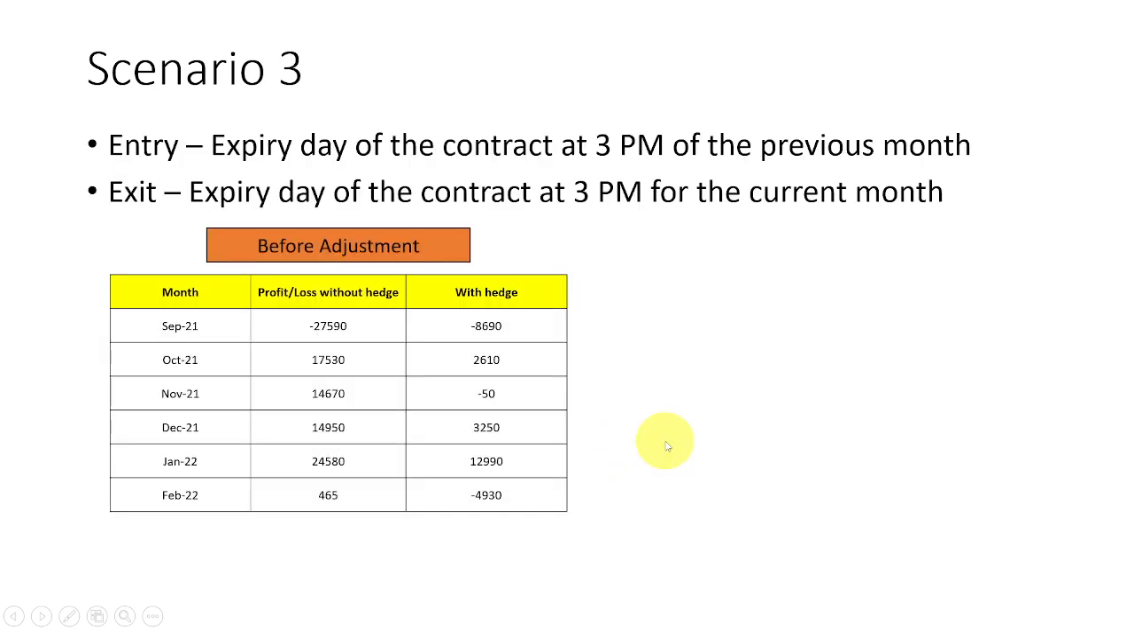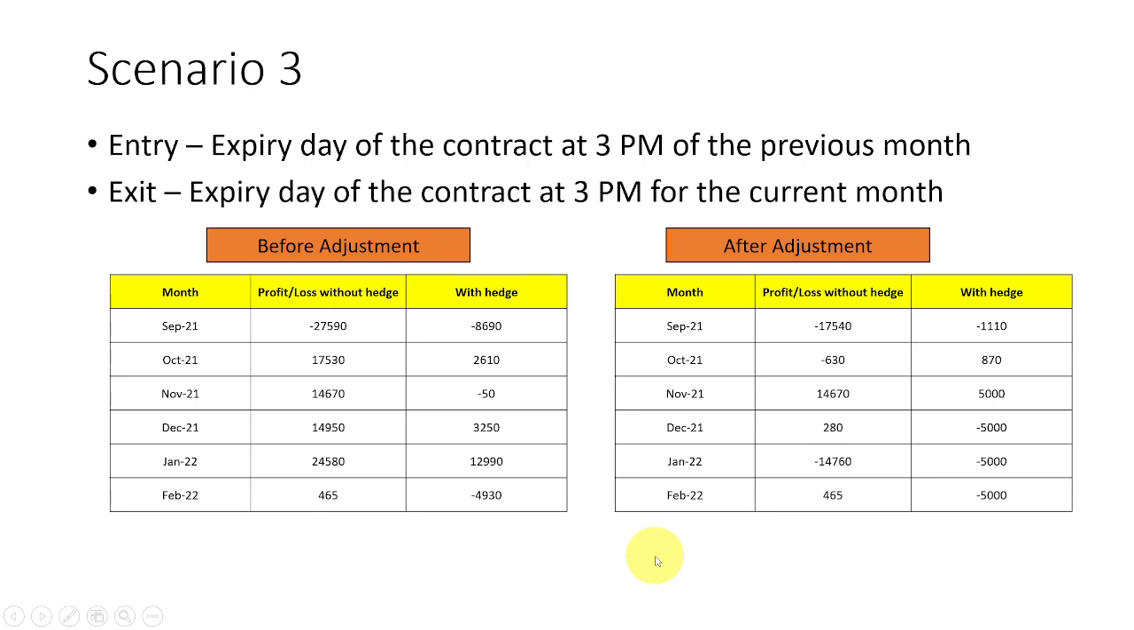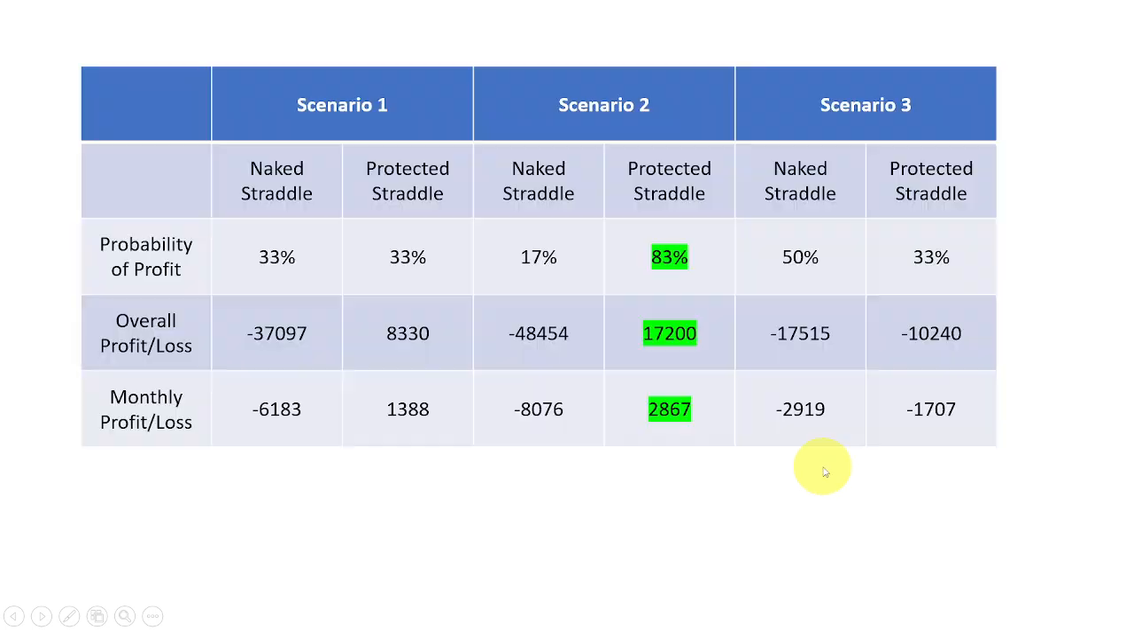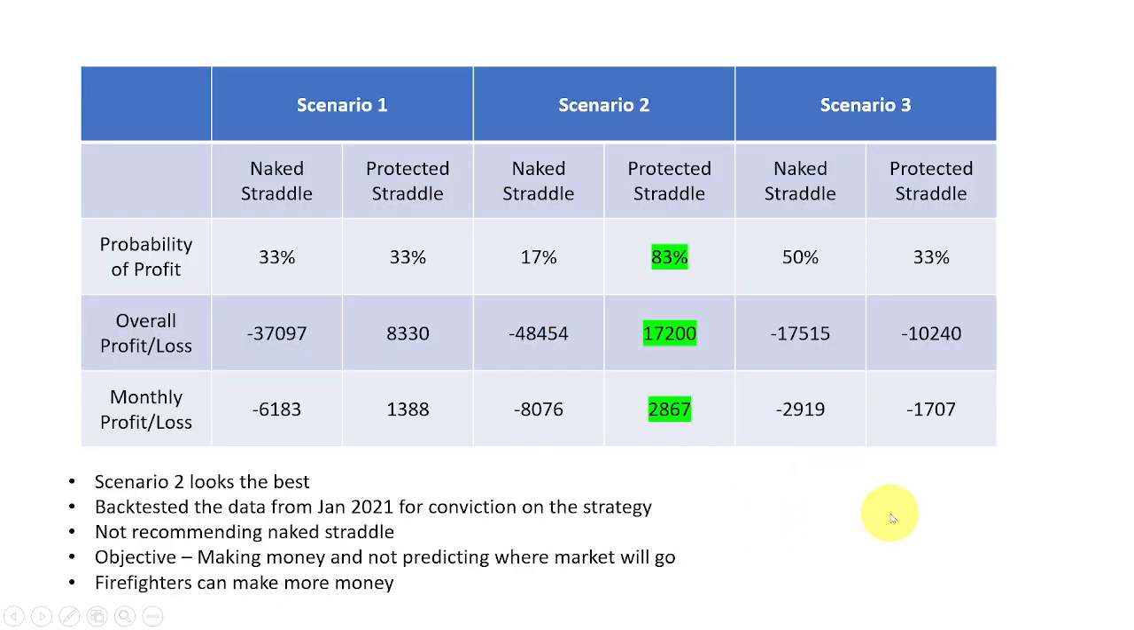And scenario 3 is entering on the last expiry's last day and exiting on the current expiry's last day. Here we can see the summary, it's ending in profit even though we are doing adjustment. So out of the 3 strategies, we can see scenario 2 is the best one.